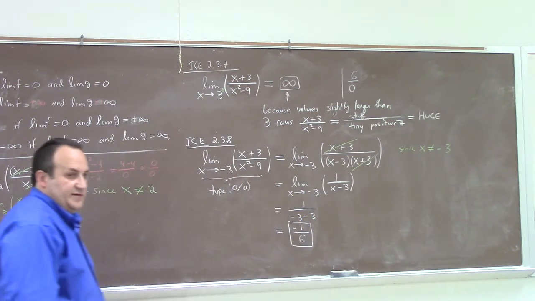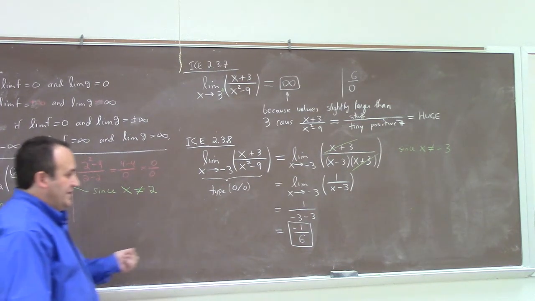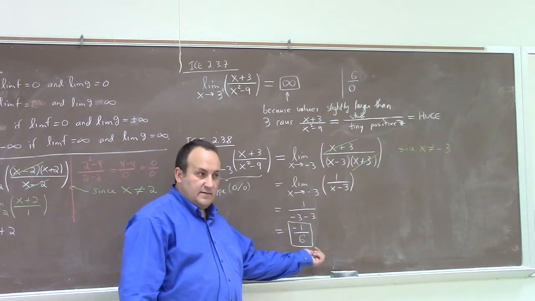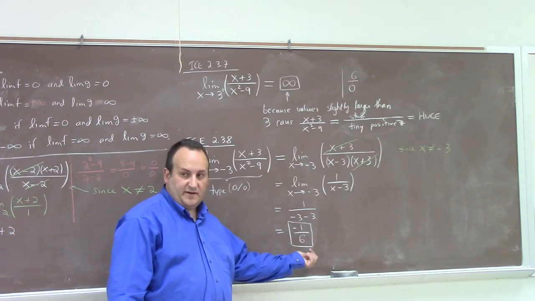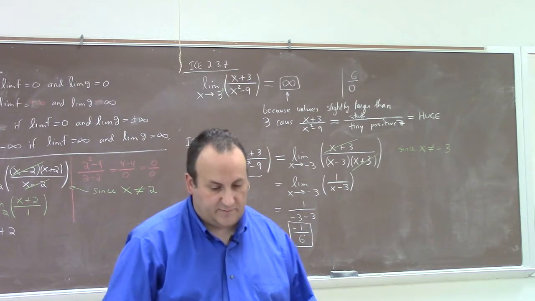So look, we've already seen type 0 over 0 can do what? It could be anything. Type 0 over 0 in the sine example worked out to 1. Here, type 0 over 0 worked out to negative a sixth. This is why it's called indeterminate. We can't figure out what it goes to until you resolve the ambiguity with algebra, all right?